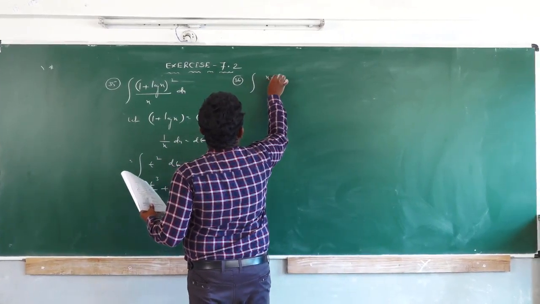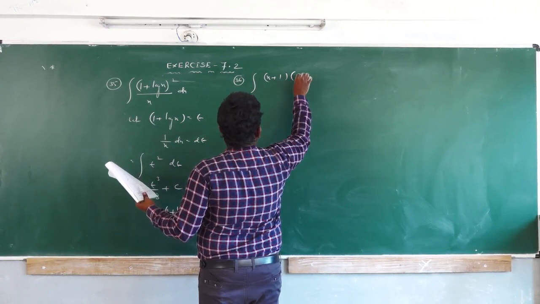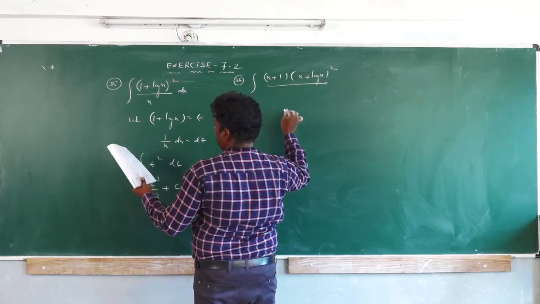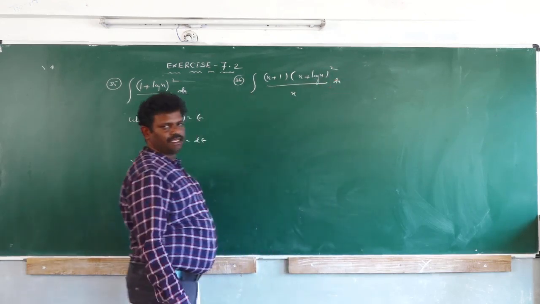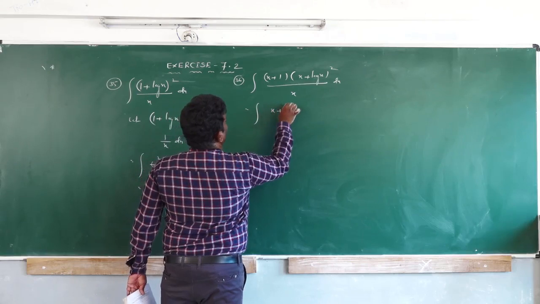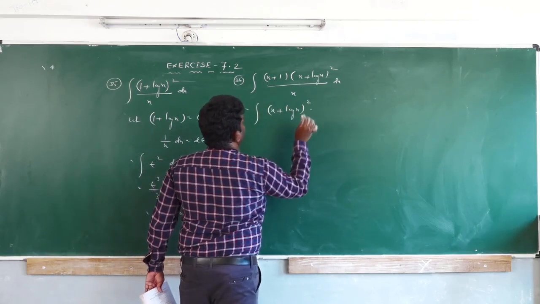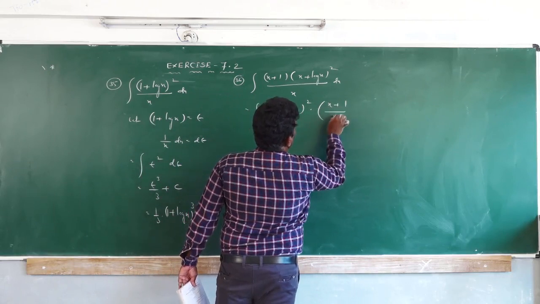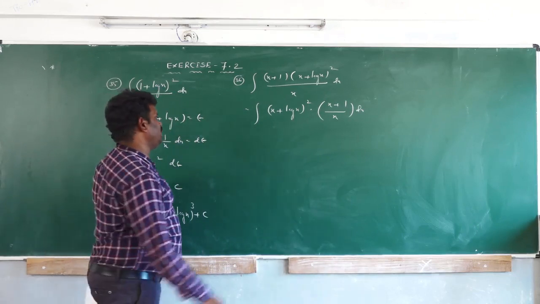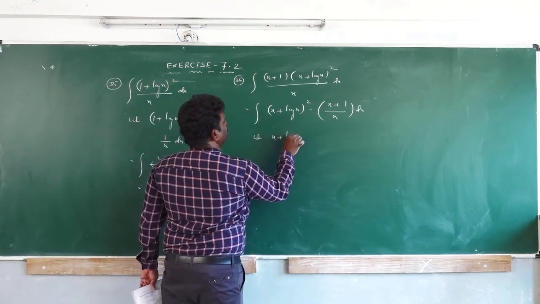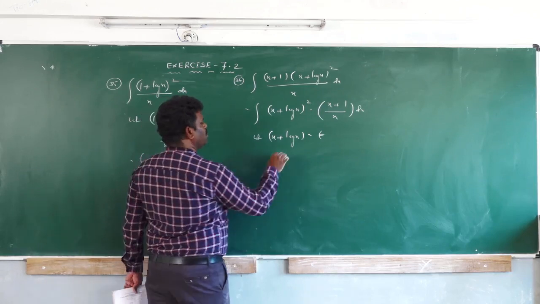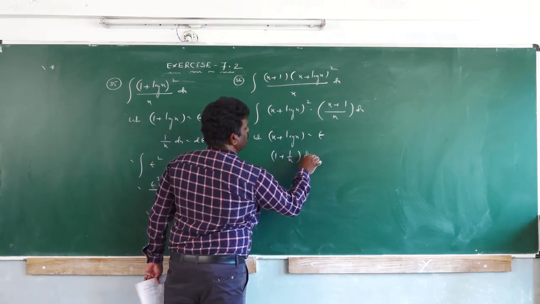Integral of x plus 1 into x plus log x whole square divided by x, dx. Okay? Now see this one: it is equal to the integral of x plus log x whole square into x plus 1 by x dx. These two we write as one pair: x plus log x whole square, one pair. Now take the value again: let x plus log x be equal to t. So the derivative of x is 1 and of log x is 1 by x, into dx is equal to dt.